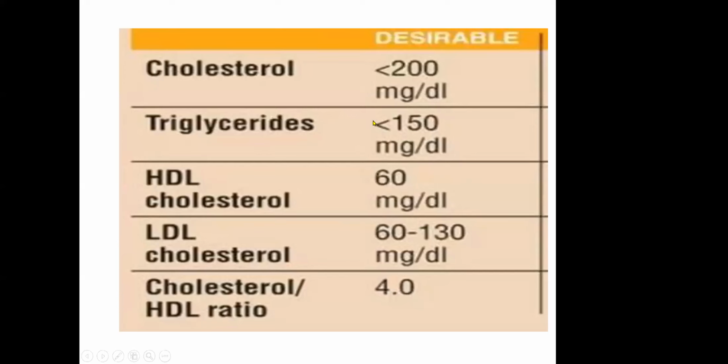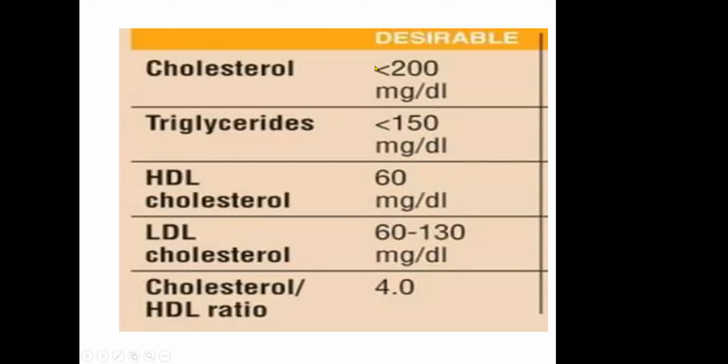So the normal lipid profile, if you take the total cholesterol, it will be less than 200 for a normal person. It will be less than 200 milligrams per 100 ml. Triglyceride will be less than 150 milligrams per 100 ml. HDL cholesterol is 60 milligram per 100 ml. It can be more than that also, but 60 is average. LDL cholesterol is 60 to 130. Cholesterol HDL ratio 4.